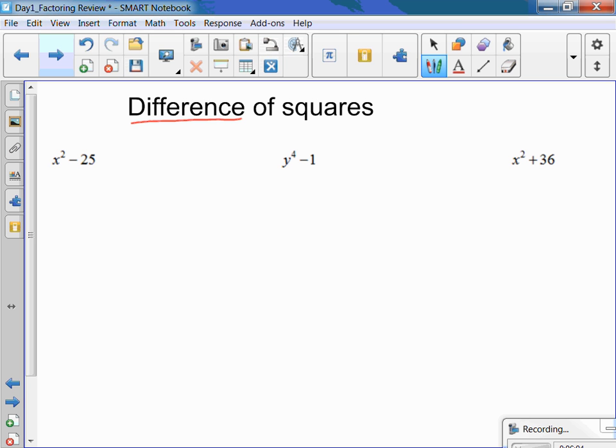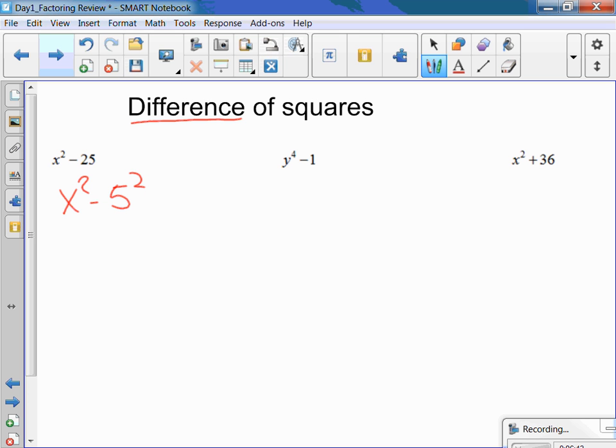Well, what does the square part mean? Absolutely. It means that each of these terms is a square. Is x squared a square? Yes. x minus 5, maybe? We're not getting there yet. x squared is something squared, right? 25 is something squared. What? 5 squared. So here I have a difference, subtraction, of squares. That's what it means, difference of squares, right?